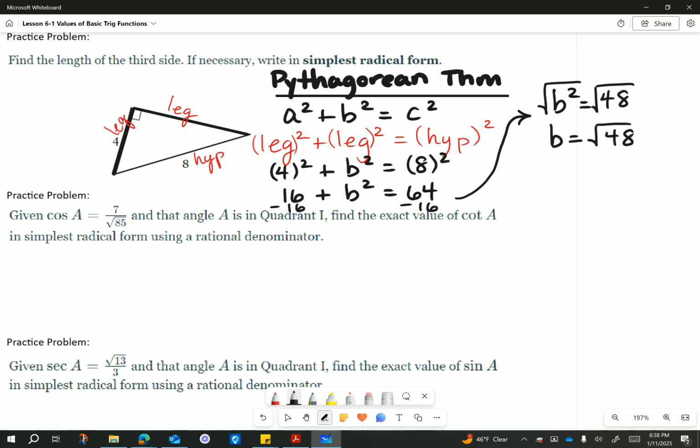What I want you to realize, though, in the instructions is they want us to write everything in simplest radical form. This indeed is a radical, but is it in simplest radical form? Well, what you're going to do is do some tree factoring.